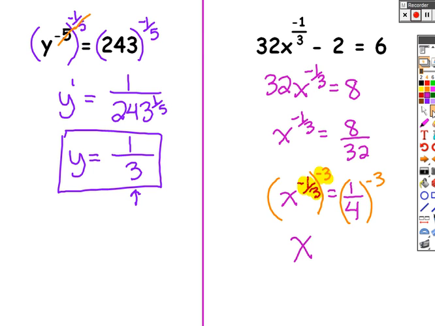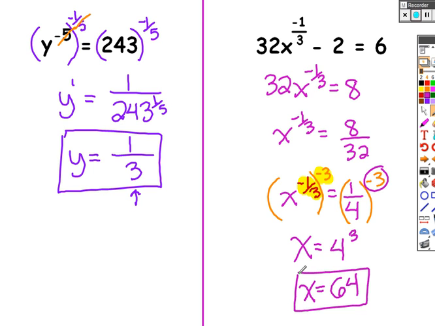So I have x to the 1st power, or just x, would equal, if I have a negative exponent, I'm going to flip my fraction and make that exponent positive. So x actually is going to be 64. If you check, plug this back into the equation, the left side should equal the right.